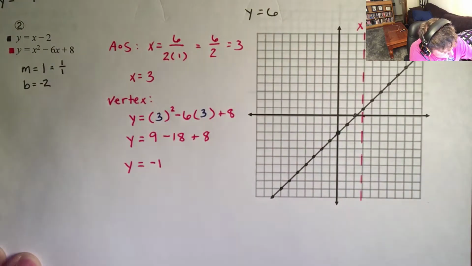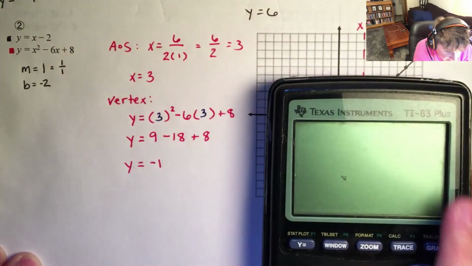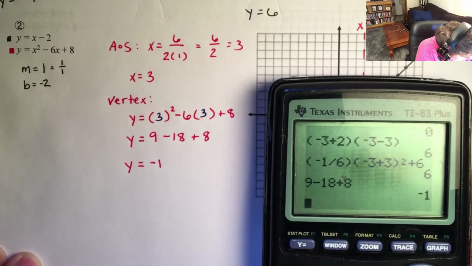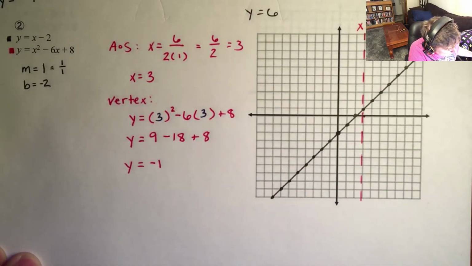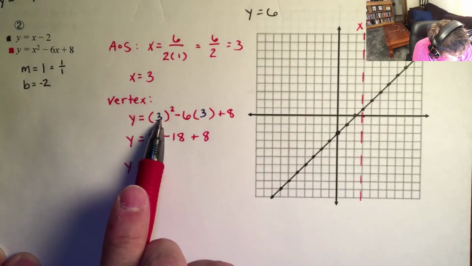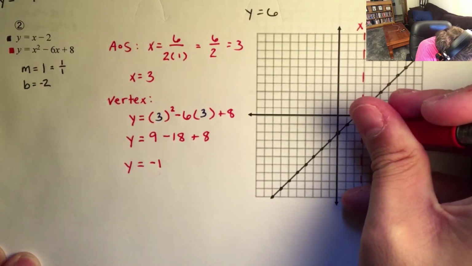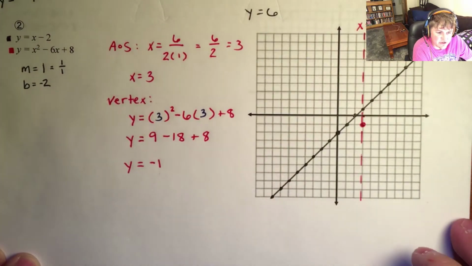I'm going to take the calculator and just check, because I want my graph to be correct, so I don't have to go back and redo it. Okay, perfect. So here the ordered pair is 3, -1. So 1, 2, 3, -1. Okay, so there's my vertex.